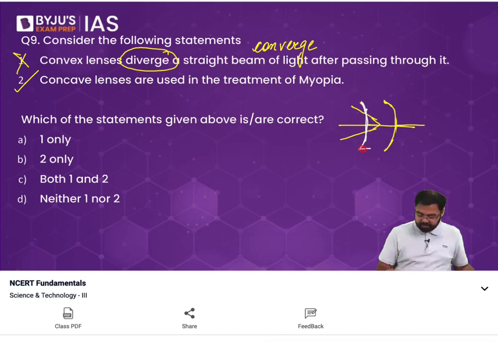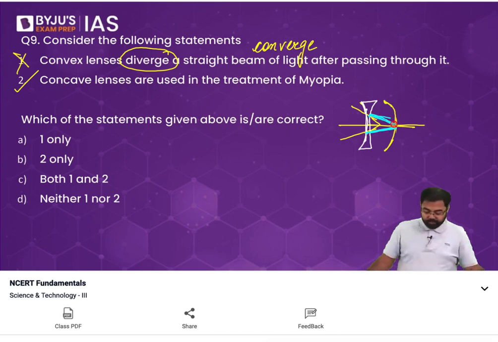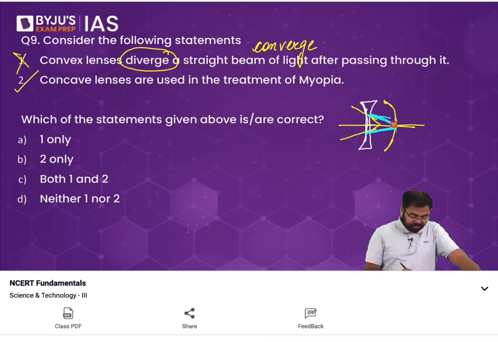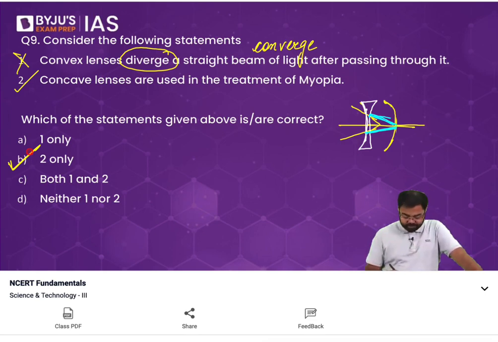All right, so that these rays now will be deflected towards the eye. This is what will happen. So this is what we do with the help of concave lenses. So that's why the correct answer will be 2 only. That 2 is correct, 1 is wrong. So this is about question number 9.